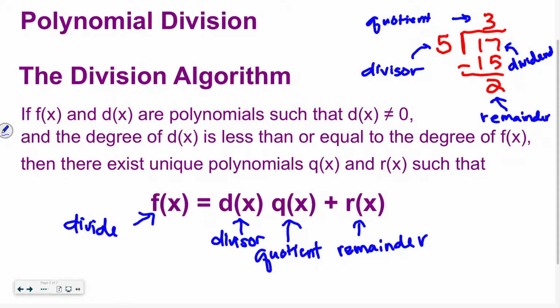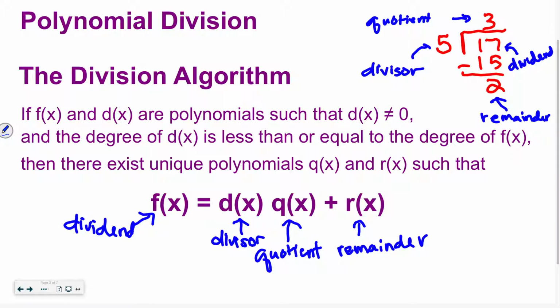So, like how can I decide which one is which? When I read that first sentence of the division algorithm, if f of x and d of x are polynomials such that d of x does not equal 0, well, why would I say that d of x could not equal 0? Because I can't divide by 0. So that's automatically my divisor. I'm taking some function f of x, and I'm dividing by another function as long as it's not equal to 0. Okay?